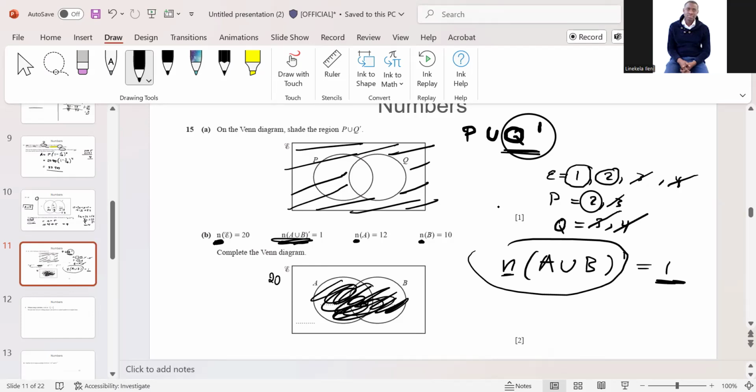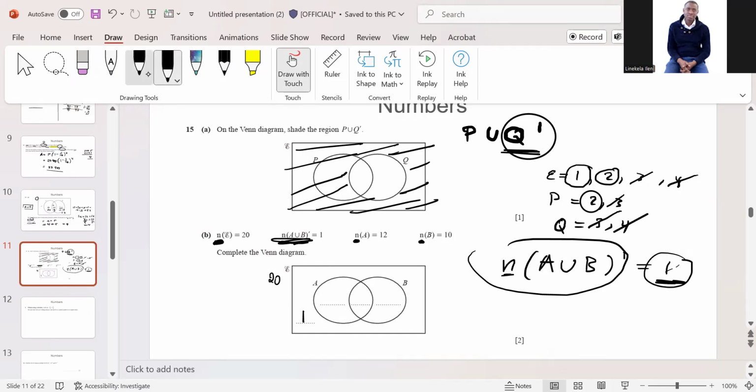Now, if you take away the union, it means you're taking away everything else. So where will this number 1 be? It will just be on the outside, because it says now you're taking away the union. So the number here is going to be 1 because it's the only one that's not going to be part of the union. Then you are told, okay, A contains 12.